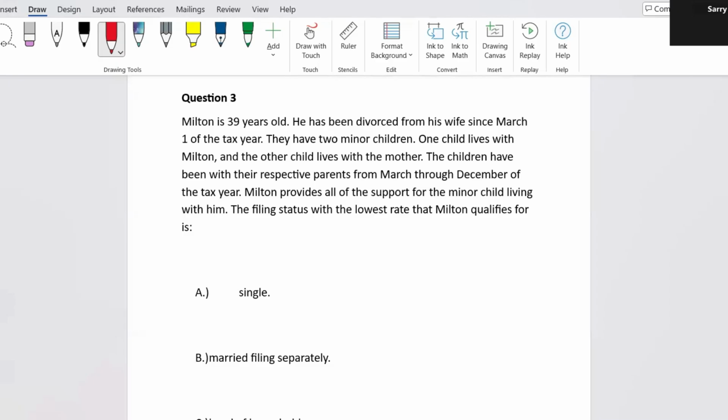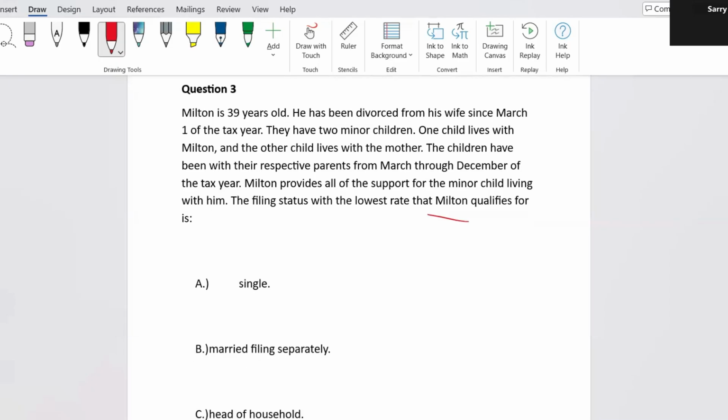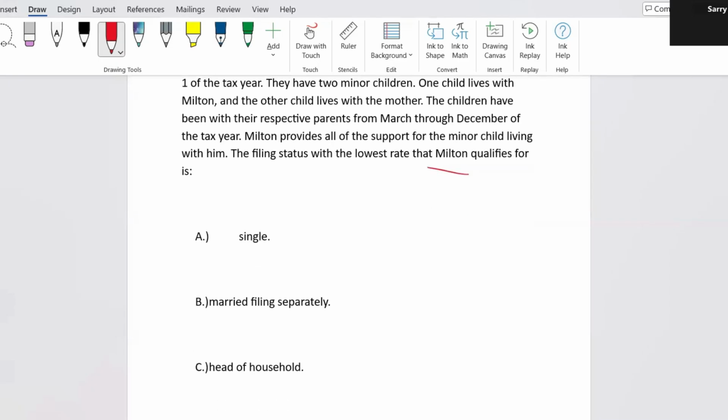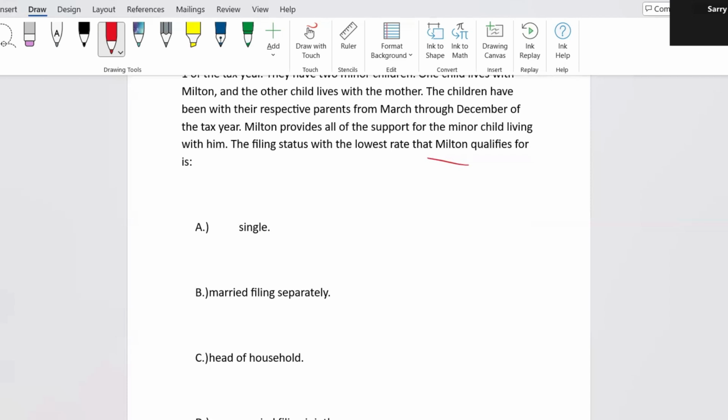The filing status with the lowest rate that Milton qualifies for is, so what the question here is asking you is which is the best scenario for Milton. In other words, what's going to have the best tax advantage for him. And if you've been preparing the material, there's one that you can just right away eliminate instantly. And you can eliminate it for multiple reasons. Very little thinking is required, and that is married filing separately, MFS.